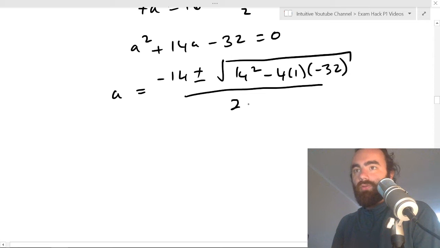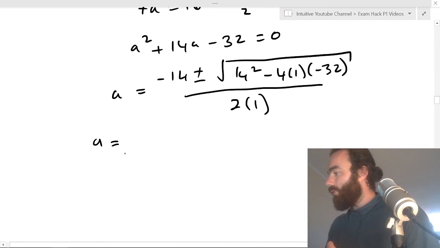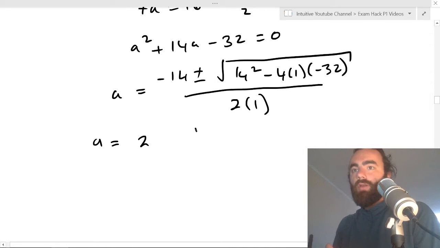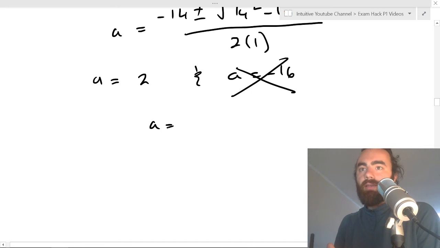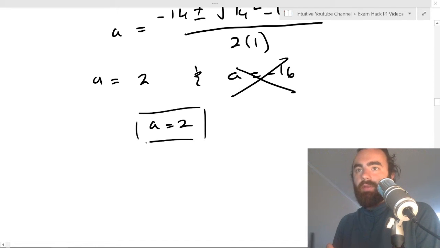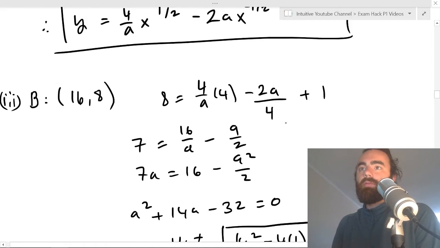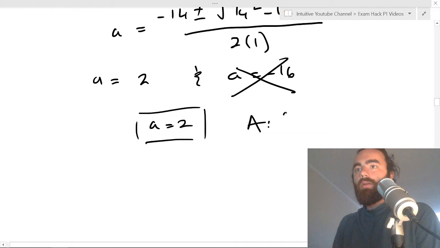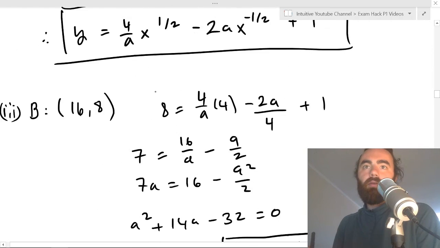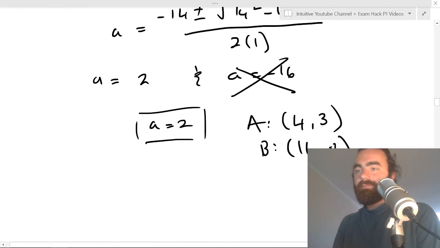All over 2, 1. And if you figure that out, which I did before, you get a equals 2 and a equals negative 16. And obviously it can't be this one because a is a positive constant. So our a is 2. So that means that our point A, because it's at a squared, 3, is then 4, 3. And our B is 16, from up here, 16, 8.